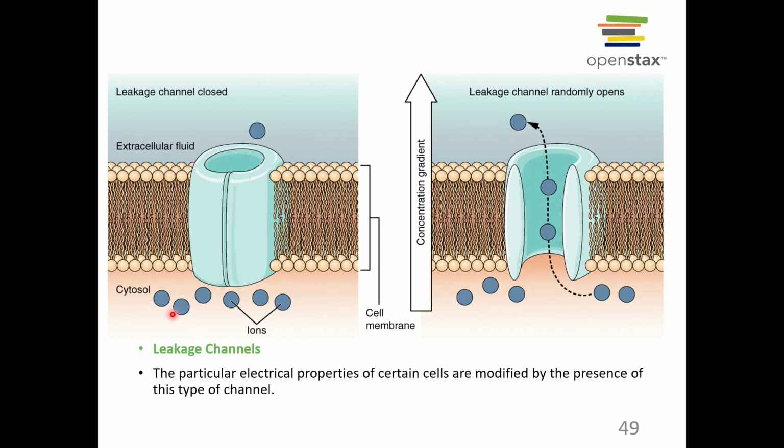Leakage channels remain open. The particular electrical properties of certain cells are modified by the presence of this type of channel. There are more potassium leakage channels than sodium leakage channels. Therefore, potassium generally exits the cell at a greater rate than sodium enters. This continued exit of potassium from the cell helps to establish the resting membrane potential of negative 90 millivolts in a muscle cell.